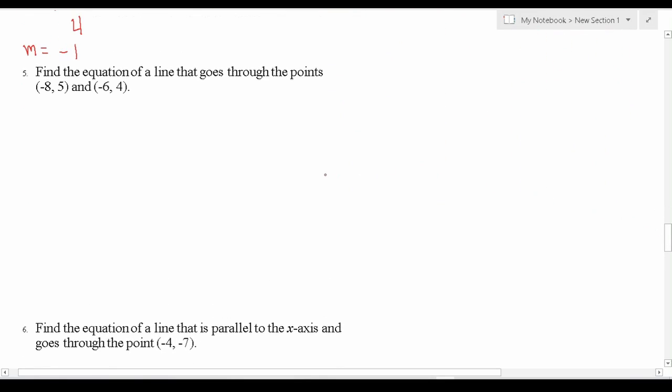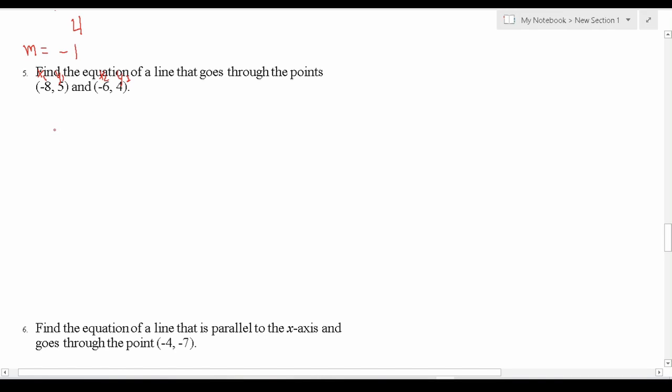All right, number 5 says find the equation of a line that goes through the points negative 8, 5, and negative 6, 4. Again, right away, I'm going to call this x1, y1, and I'm going to call this x2, y2, just so I have that ready.